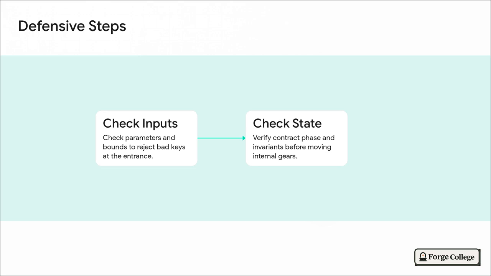Second is state validation. Once we know the key is actually good, we validate the internal state to stop any illegal gear movements. We check if the contract is in the right phase, or if the user actually has the balance they're trying to spend. You literally never move the gears until the state is 100% verified.